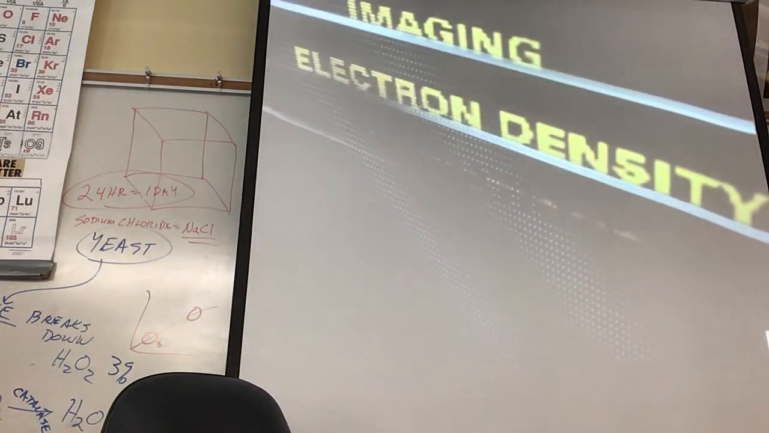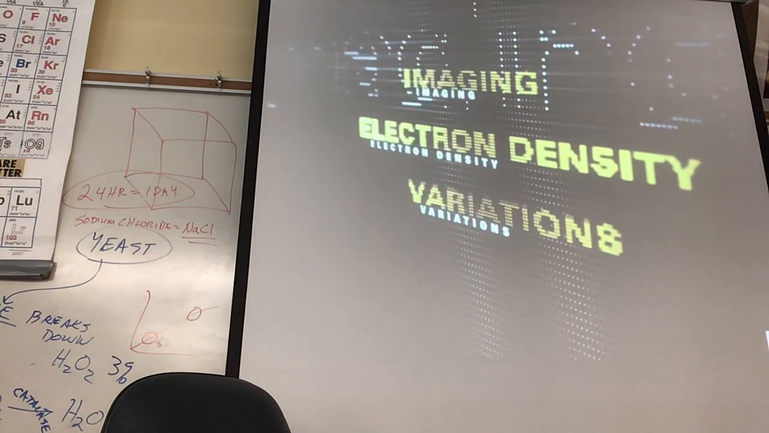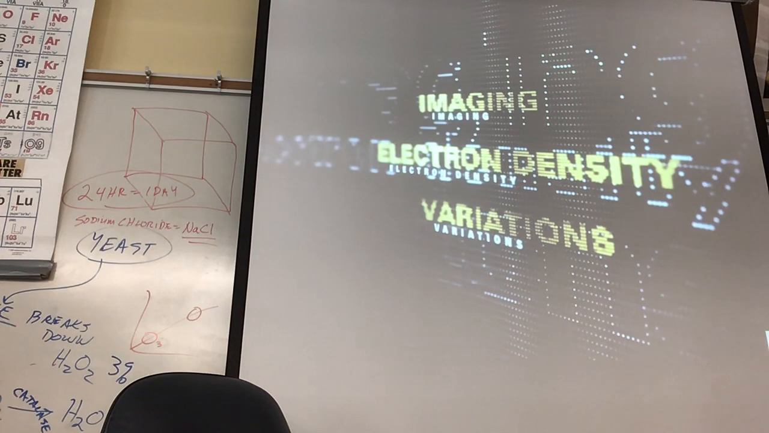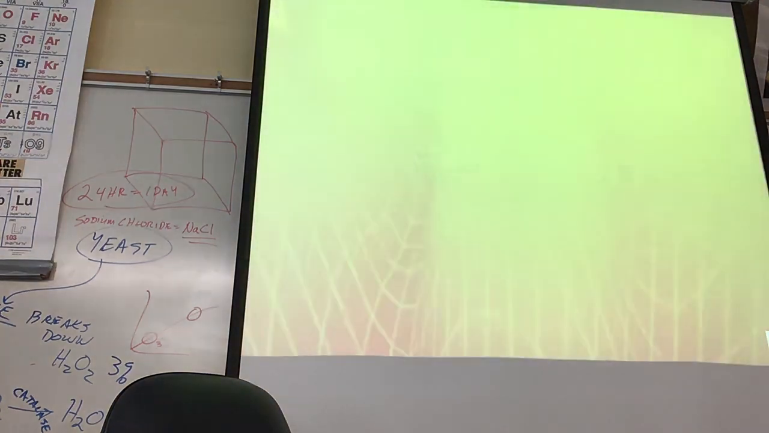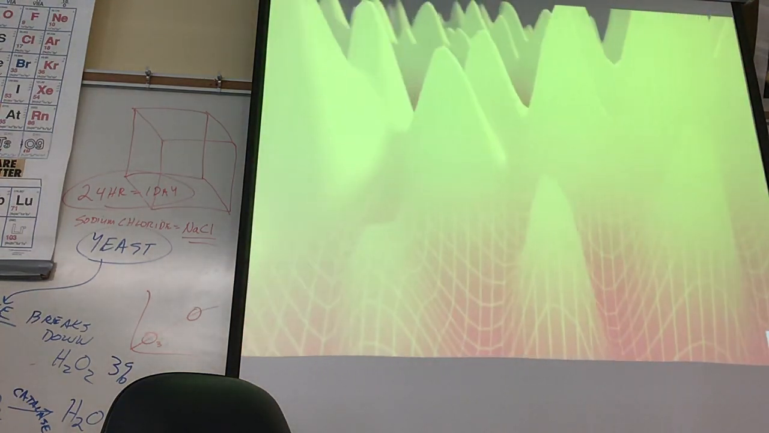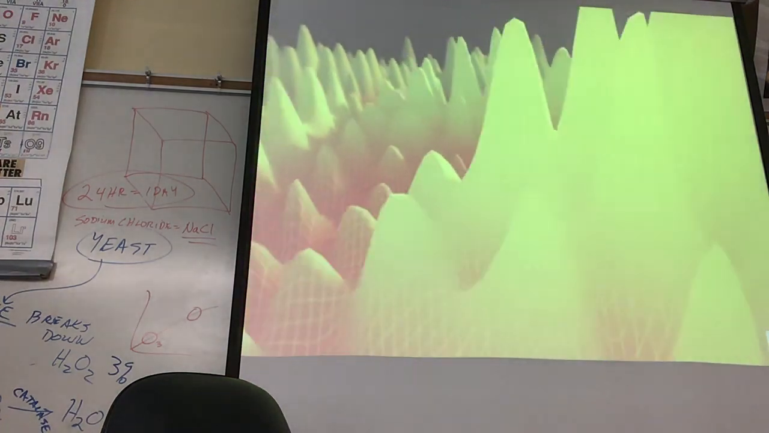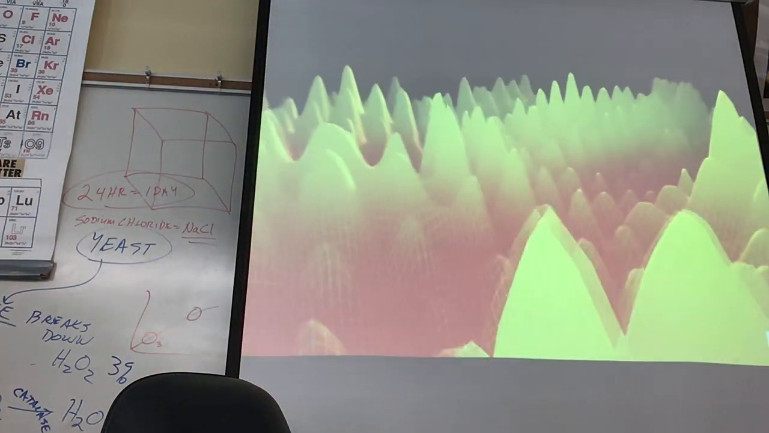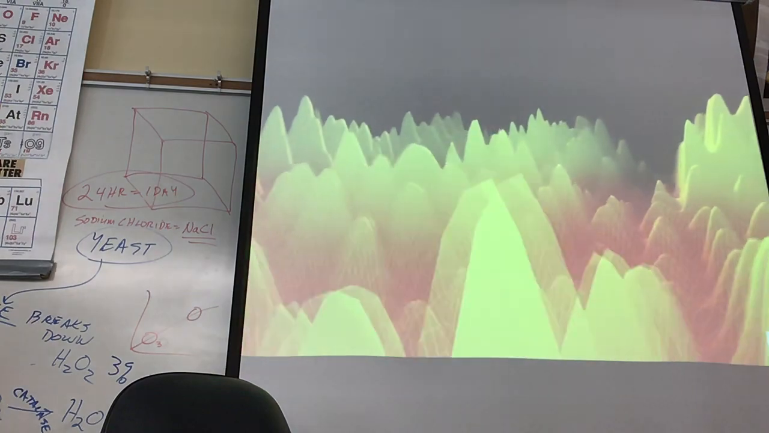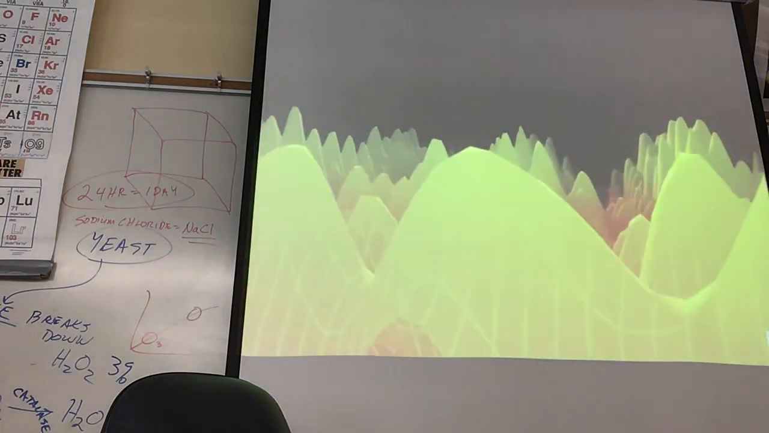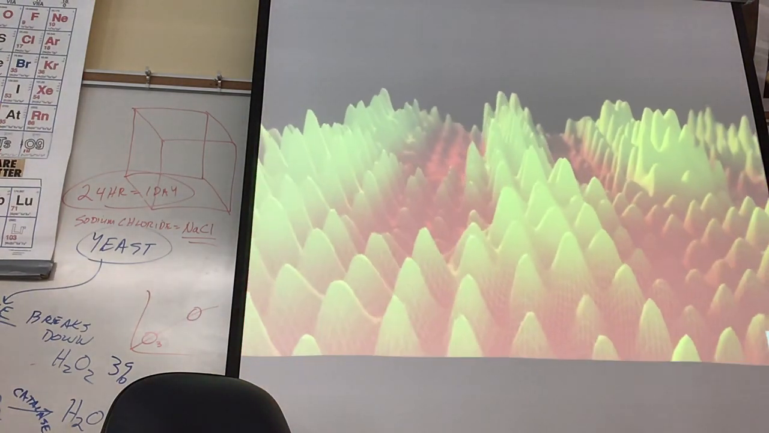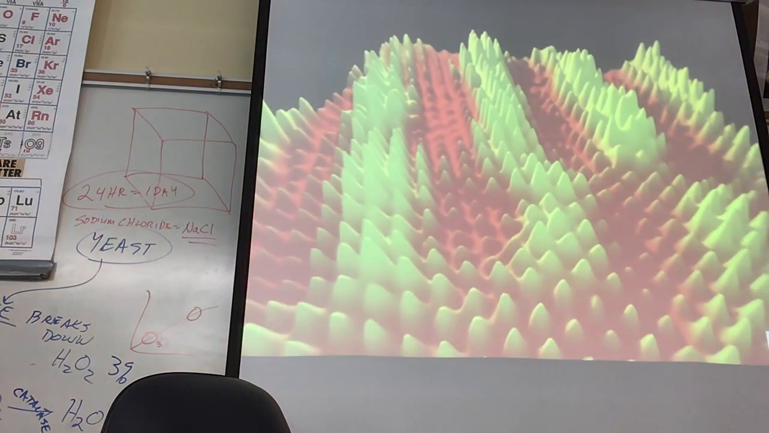Imaging electron density variations. The atomic contrast resides on a smoothly varying background. Typical modulation lengths are of the order of 1 nanometer, 5 times as long as atomic distances, and they're due to variations of the electron density within a surface.